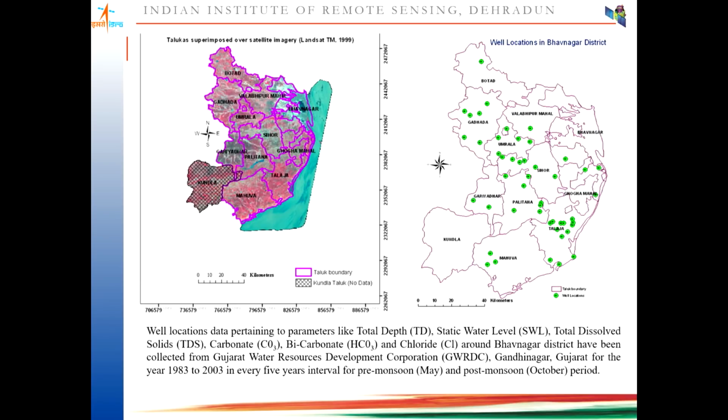And we collected data from 1983 to 2003, at 5-year intervals, for pre-monsoon and post-monsoon seasons, May and October, because this type of study requires a seasonal approach; after the showers the scenario changes when groundwater recharge is concerned. So we need to understand the pre-monsoon scenario and how it has changed in the post-monsoon. You can see all the well locations shown in Bhavnagar district, pretty well distributed, and we collected those data.